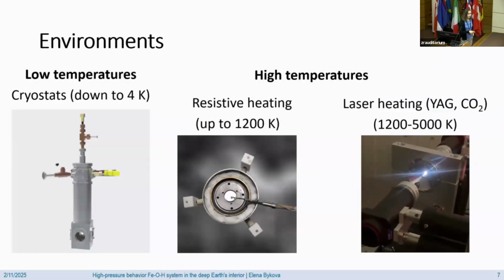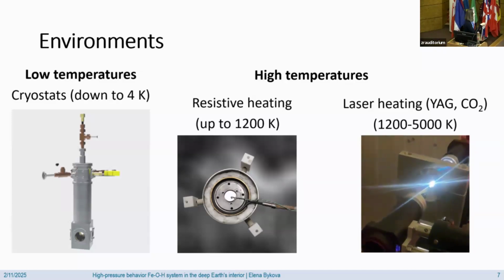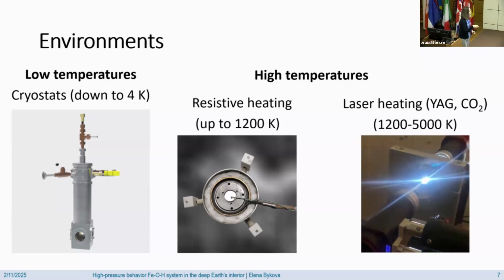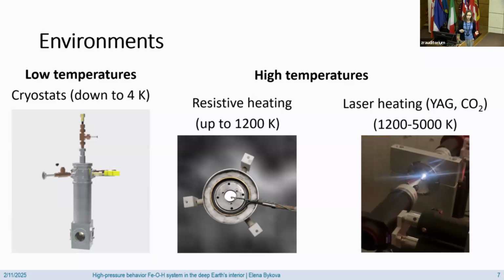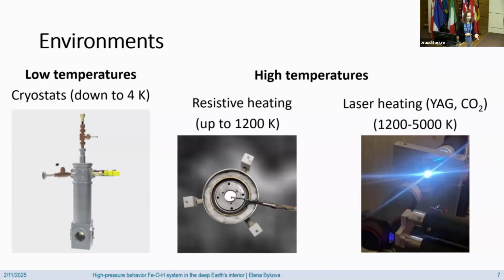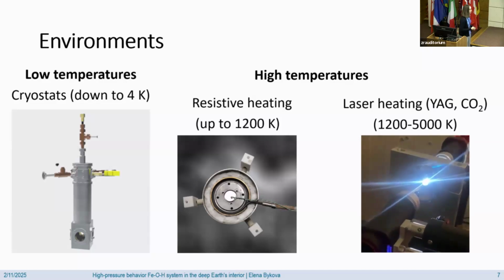Also, you can combine that with heating or with cooling. So you can cryogenically cool your cell down to helium temperatures. You can do resistive heating around the diamonds, but that typically limits the available temperatures to 1200 K, because after that, diamonds just start to burn and graphitize. That's why there is another way to produce high temperatures.